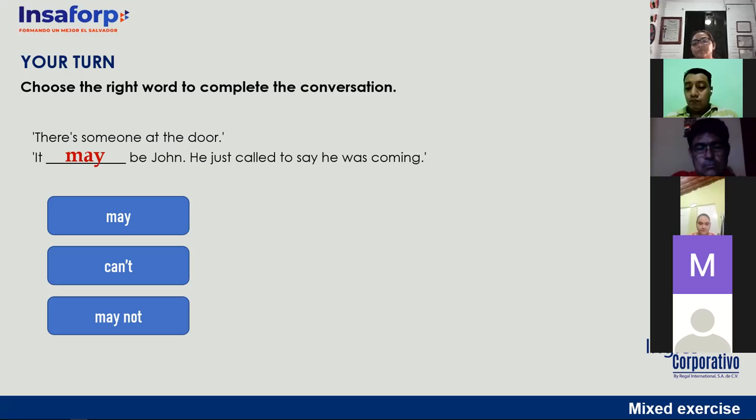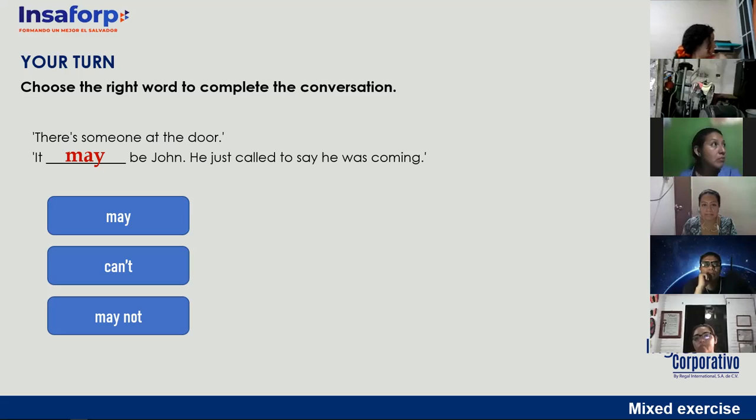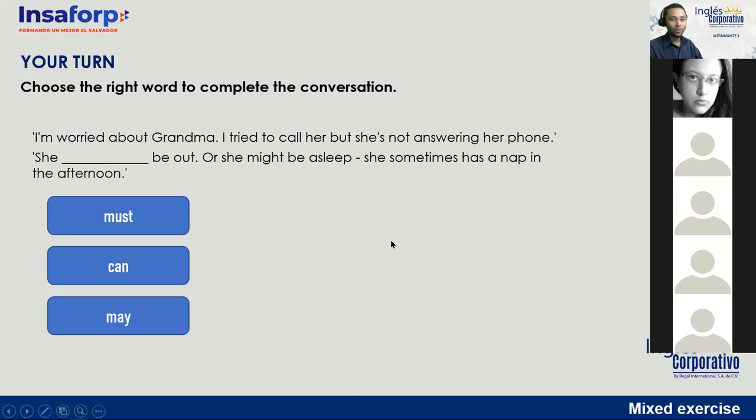Okay, very good. Now, there are more, but this time I want volunteers. What about this one? I'm worried about grandma. I tried to call her, but she's not answering her phone. The other person said, she must be out, she can be out, or she may be out. Or she might be asleep. She sometimes has a nap in the afternoon. Who wants to try? Raise your hand, please. Your virtual hand.